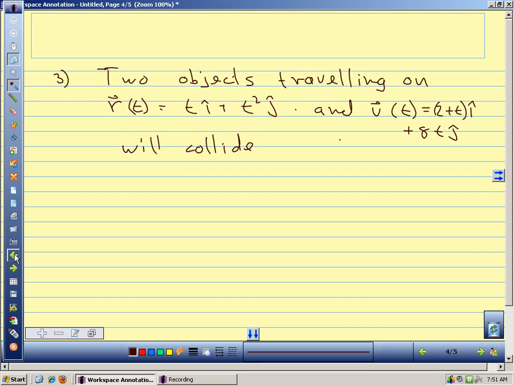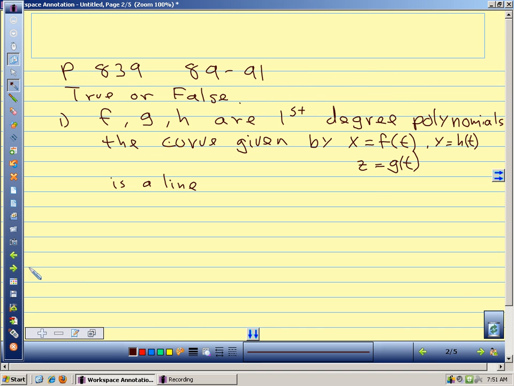All right, let's look at these. So we're looking at true or false. If f, g, and h are first degree polynomials, then the curve given by x equals f of t, y equals h of t, and z equals g of t is a line. Does everybody agree? True? And it says that's the answer in the back. So the way I looked at this, it is true.